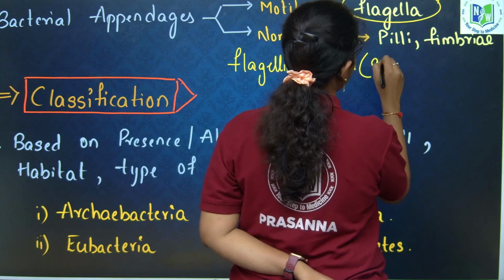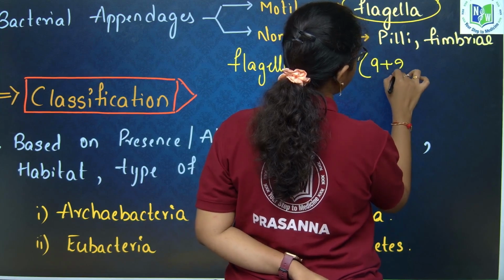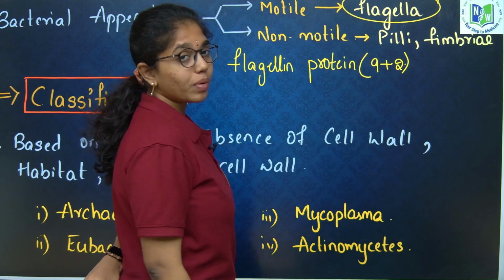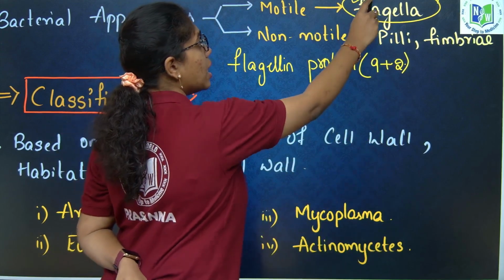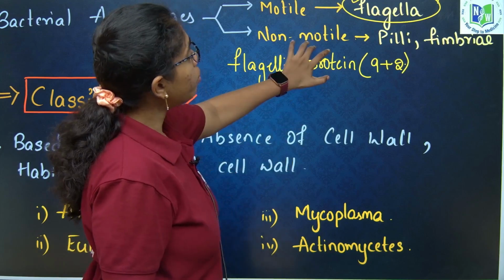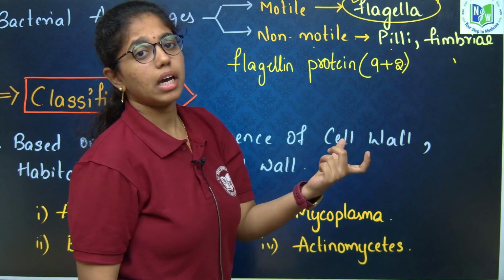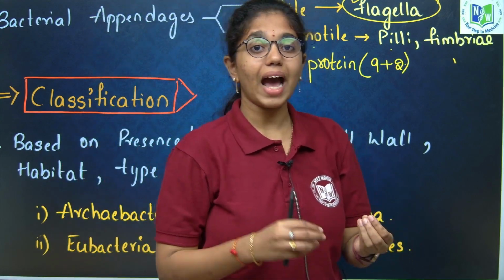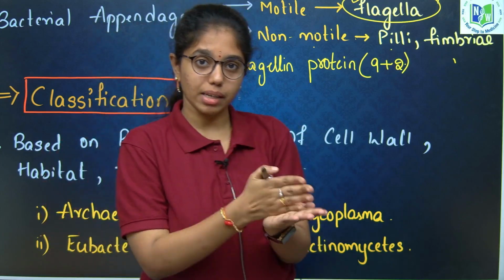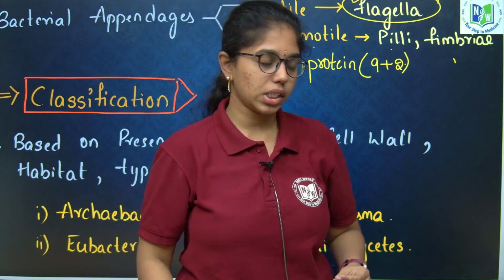What is the type of arrangement of microtubules over here? It is 9 plus 2. Okay, what type of arrangement? 9 plus 2 arrangement because it is flagella. Next, non-motile types are pili and fimbriae. They are helpful for the attachment of bacteria over the substratum or onto the host cell.